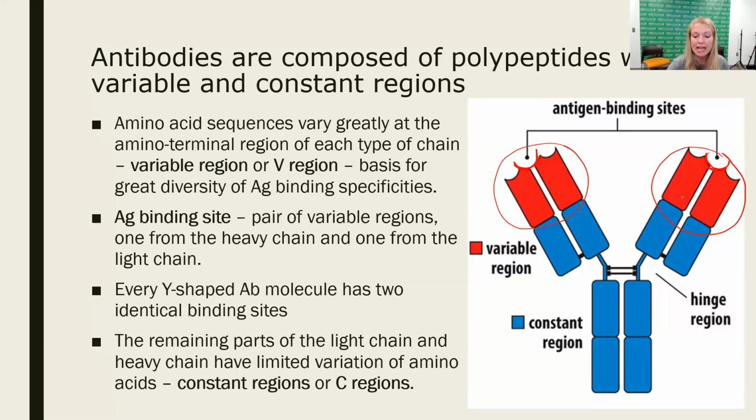Now, the constant region is not going to interact with antigen at all, and it's going to have less variability than the variable regions. So we abbreviate variable with V and constant with C. So then we might be able to say, okay, we have the variable heavy, we have the constant heavy, we have the variable light, constant light. Okay, so we'll dig into that, but that's another way that you can divide an antibody up. So you could have heavy chain, light chain, and then you can have variable region and constant region.